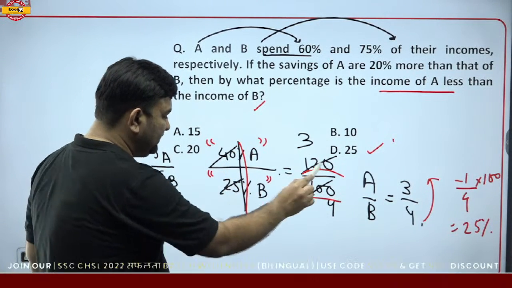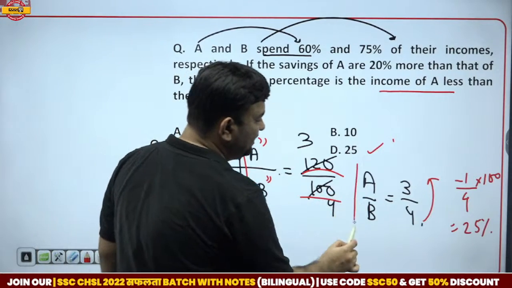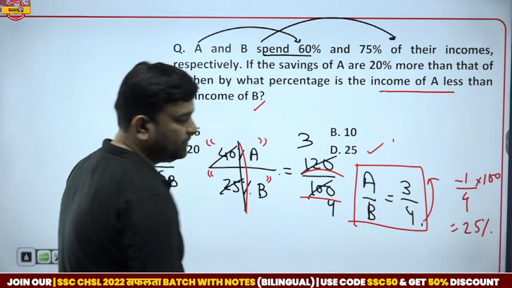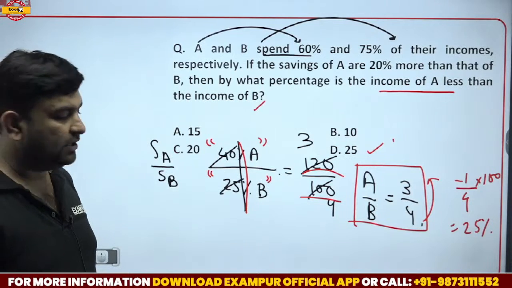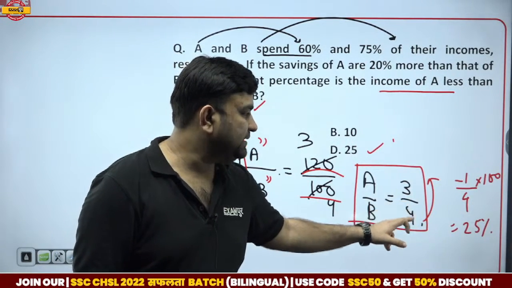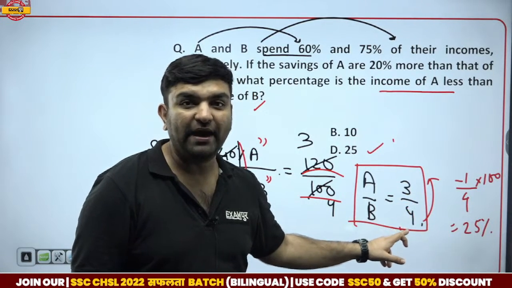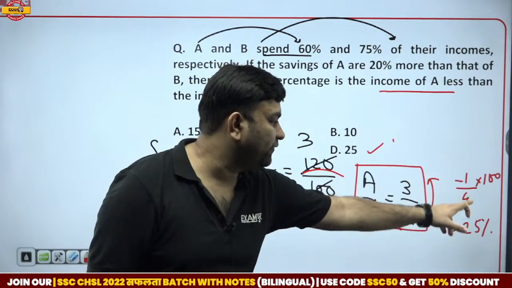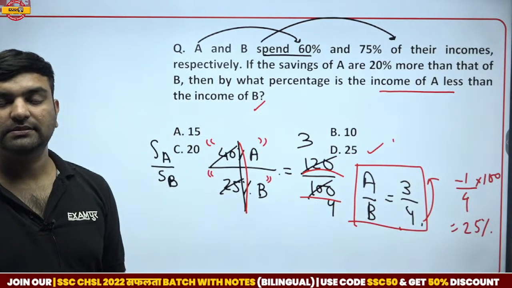Percentage 4 times 3 is 12 and 25 times 4 is... so A upon B income is 3 ratio 4. So how much is A less than B? A is 1 less than B. Comparison from B: 1 less over 4 into 100, 25%.